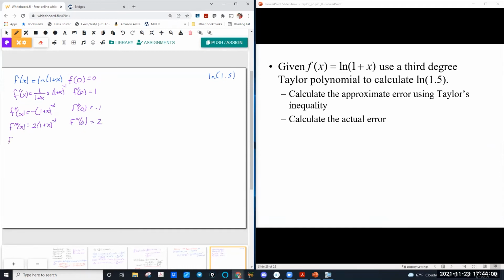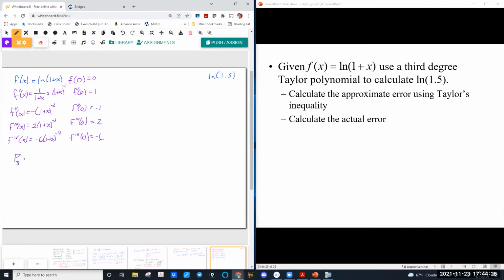And we are going to go one more because we're going to need it for the error term, because we need the n plus first. Well, that gives us negative 6 times (1 plus x) to the negative 4th. And the fourth derivative at 0 is negative 6. We now have enough to build our third degree Taylor polynomial.